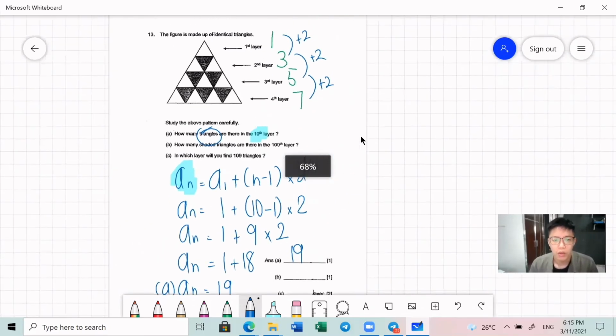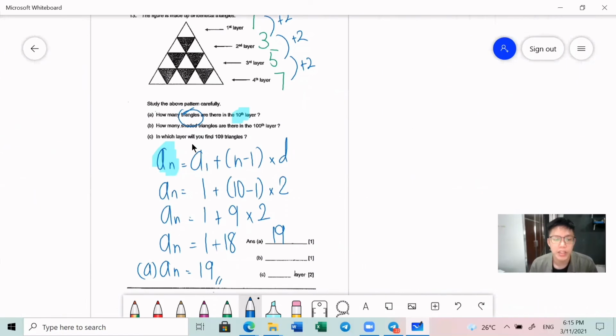Now, when we take a look at the second question, which is how many shaded triangles are there in the 100th layer, and then in which layer will you find 109 triangles, we realize that C is also an equal interval question. So let's solve C first. Now let's do C together.